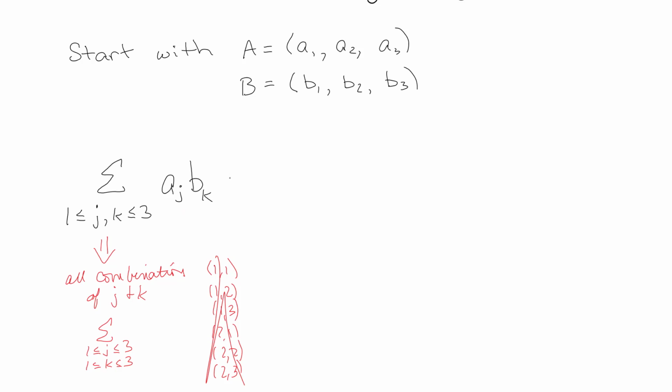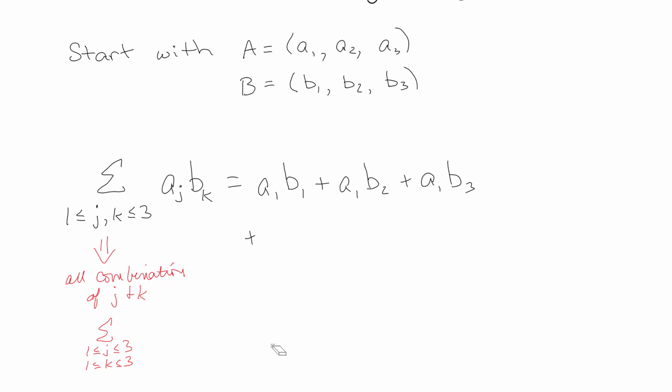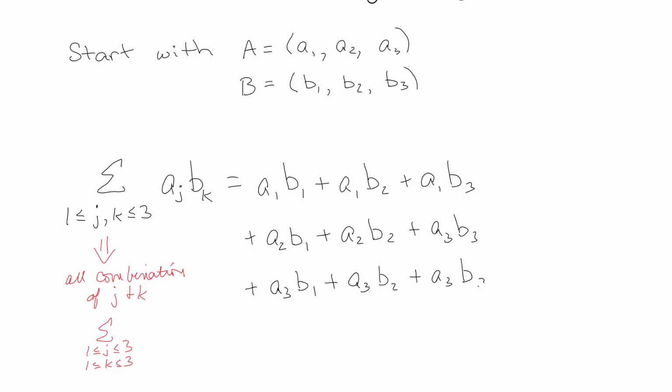So when you see something like that, I'll just go ahead and write it out. It could be A1 B1 plus A1 B2 plus A1 B3. And then you do the exact same thing again with A2, so it'd be A2 B1 plus A2 B2 plus A2 B3. And then A3 B1 plus A3 B2 plus A3 B3.